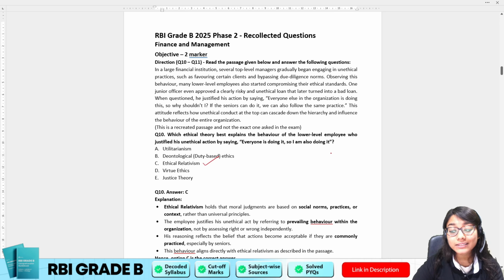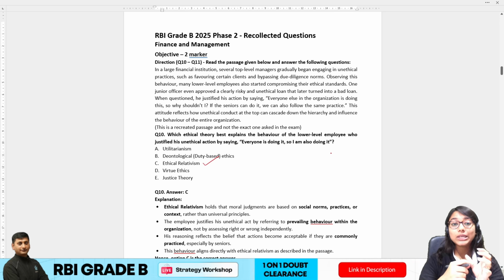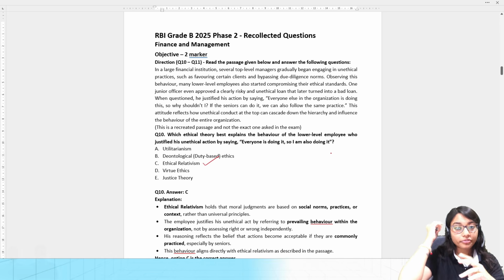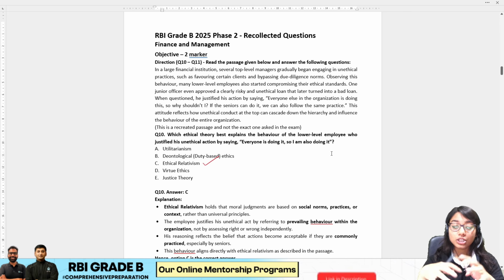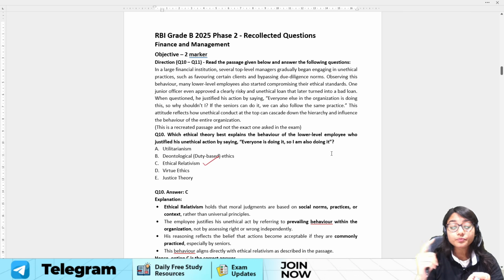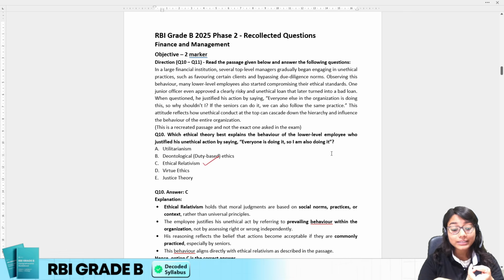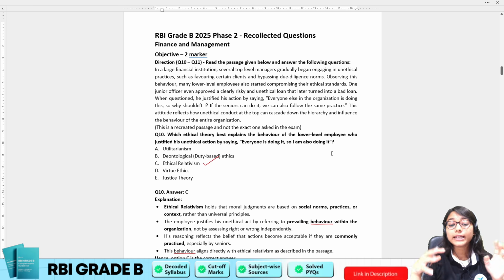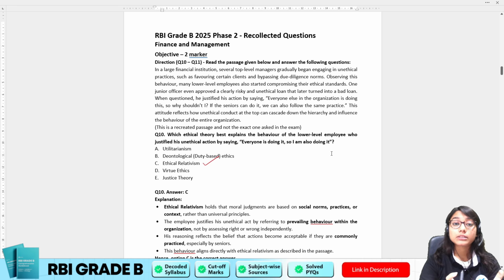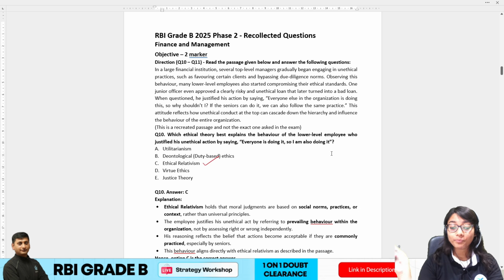Why is it ethical relativism? Because ethical relativism is based on the concept that your ethics is subjective. The difference between right and wrong, your moral judgments, are subjective in nature and can change based on the social norm, the society you're a part of, the practices which are being followed around you, right? So basically, it's not universal. It's not absolute, it's not fixed. It is changing. It can change based on your surroundings.